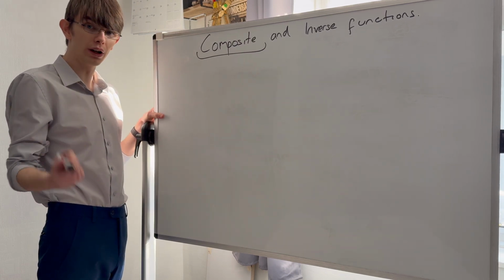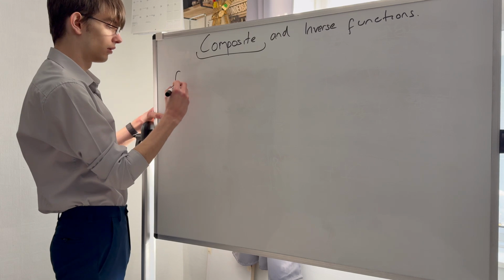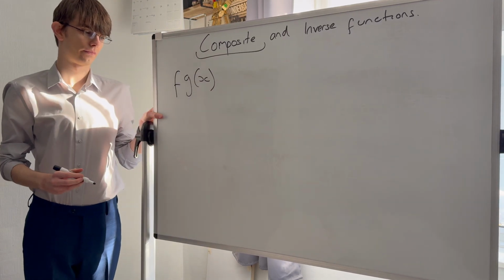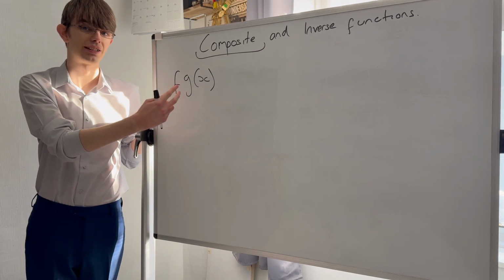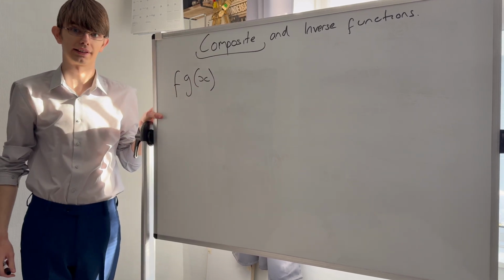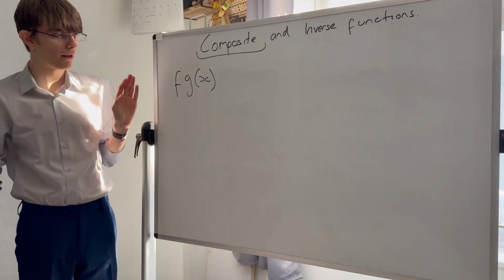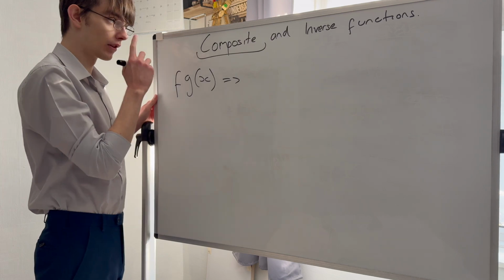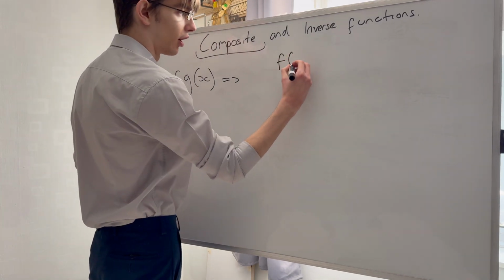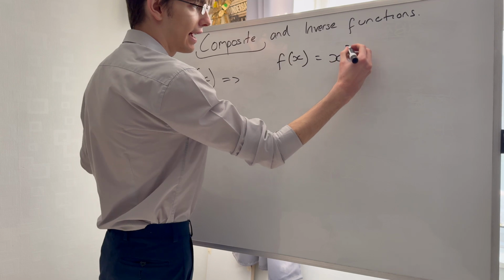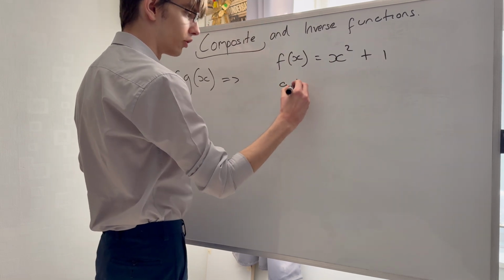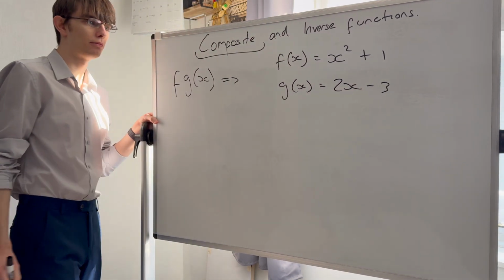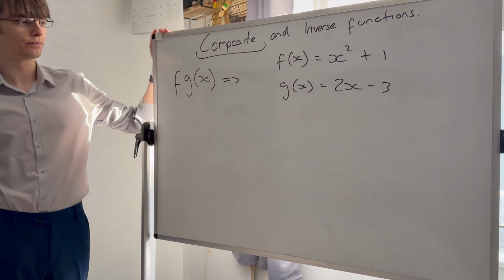The way that we write it is, for example, something like this: the function f acting on the function g of x. So let's have a look at some examples of how we would go about solving one of these. So let's say, in this case, I'm given f of x as x squared plus 1 and g of x as 2x minus 3. Okay, nice basic functions, nothing too crazy.